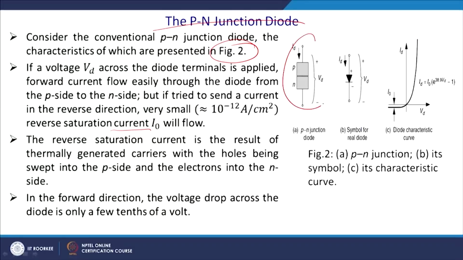This is the p-n junction diode, this is the symbol of the p-n junction diode, and this is the I-V characteristic of the diode, that is I_D equals I_0, the reverse saturation current, times e to the power of (q V_d over kT, with the Boltzmann constant and another constant coming into the picture) minus 1. This describes a p-n junction diode.